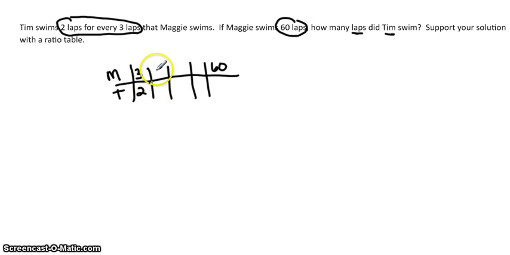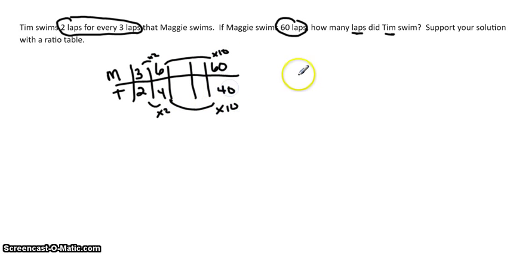So I'm going to go ahead and double. If I double this, I do times 2. I get 6 laps for Maggie. If I double this, I get times 2. I get 4 laps. Now some of you might see we can go right here as times 10, and we could do times 10 so that Tim would swim 40 laps.